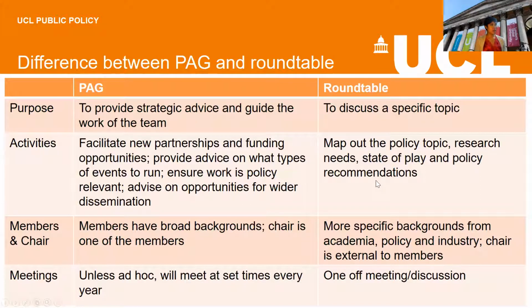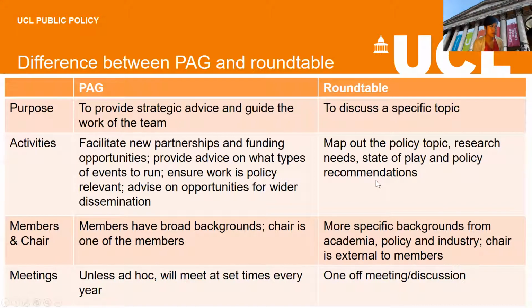I think it's important to highlight the difference between what a policy advisory group and a roundtable is. I've broken it down into 4 areas where they differ. First, there's the purpose. With an advisory group, the purpose is to provide strategic advice and guide the work of the team, whereas with a roundtable, the goal is to discuss a specific topic.